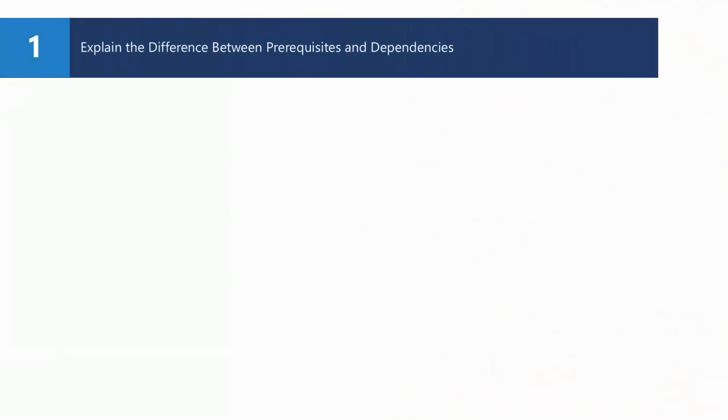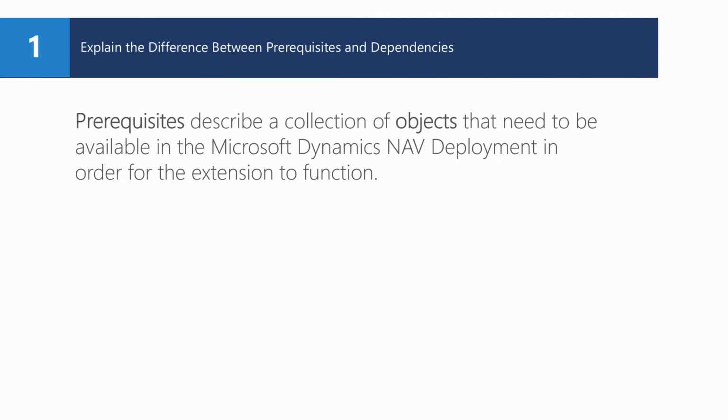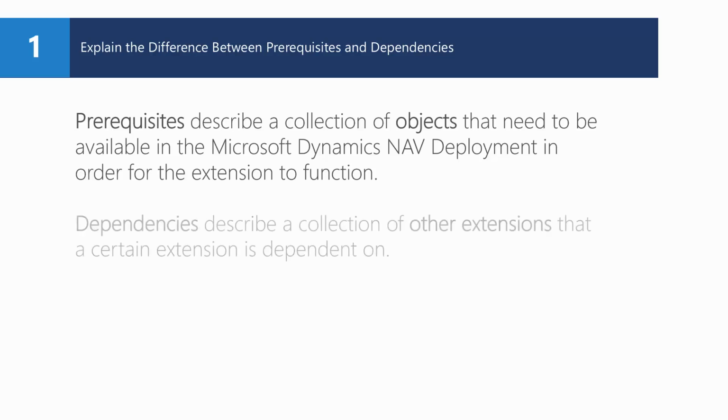What is the difference between these two? Well, basically, prerequisites define the objects that must be in the database before an extension can be installed. And dependencies define the extensions that must be installed before a particular other dependent extension can be installed. Both are defined in the manifest.